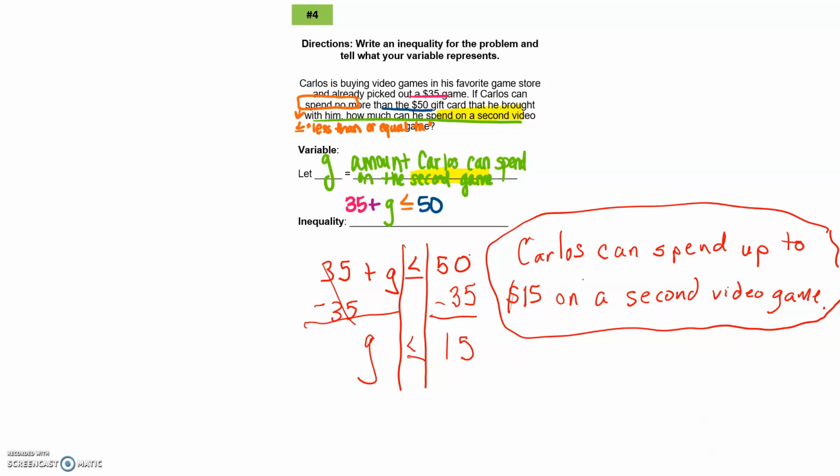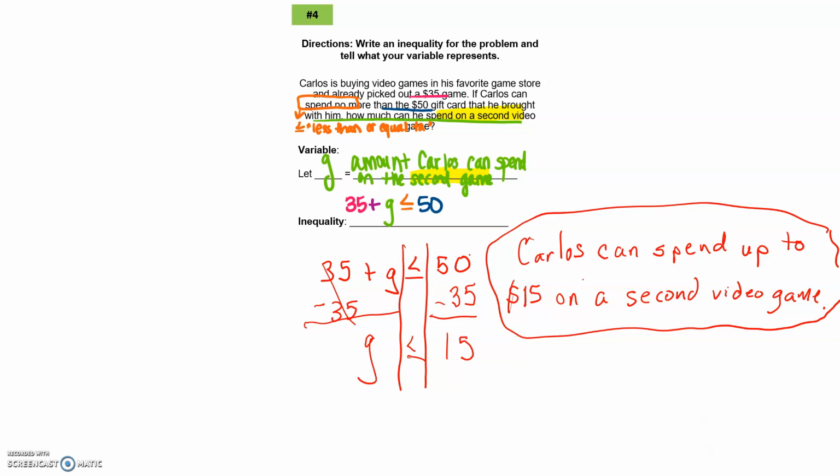To solve that, I used the opposite operation, the opposite of addition, which is subtraction. So I subtracted 35 from both sides. When I do that, I get G is less than or equal to 15. So Carlos can spend up to $15 on his second video game.